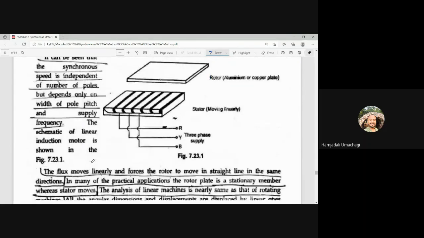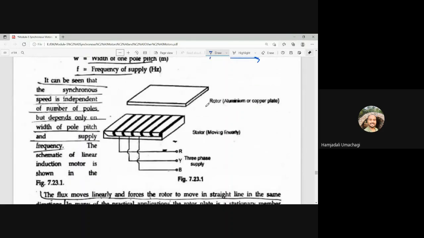The schematic of the linear induction motor is shown in figure 7.23.1. This is the schematic diagram of the linear induction motor, where both rotor and stator are flat in structure. The rotor is made up of non-magnetic material like aluminum or copper plate. Similarly, the stator is also flat in structure, which is going to produce linear flux moving linearly, and it is excited with the three-phase AC power supply with three phases, that is R, Y, and B. So this is the diagram for the linear induction motor.